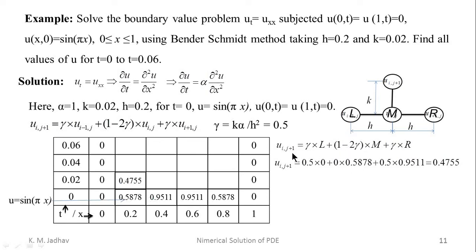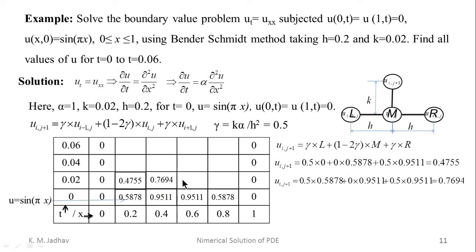Similarly, we will use this formula to calculate the value at this point. We can write u i j plus 1 is equal to gamma into left side value plus 1 minus 2 gamma into middle value plus gamma into right hand side value. If we calculate this, we will get the value of u at this point equal to 0.7694. So we can write here.